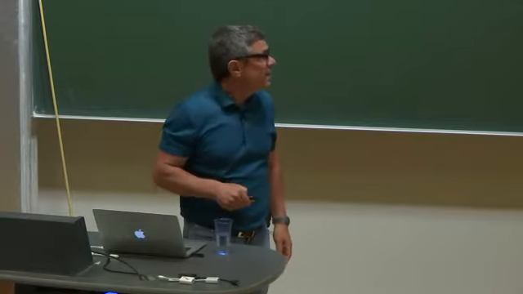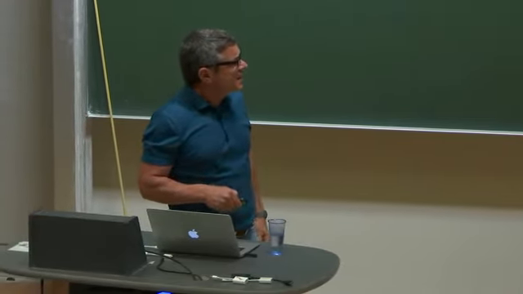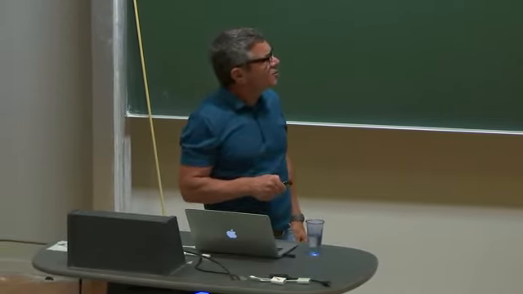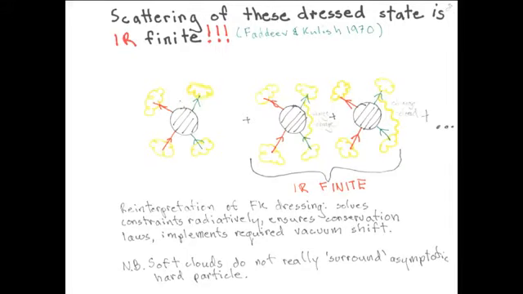Now, one thing I want to say here is that these clouds don't really, I mean, I've drawn it in this way, but they don't really surround the asymptotic hard particle. Indeed, if it's a massive particle like an electron, that will go to time-like infinity, whereas the soft photons will disperse out to null infinity.